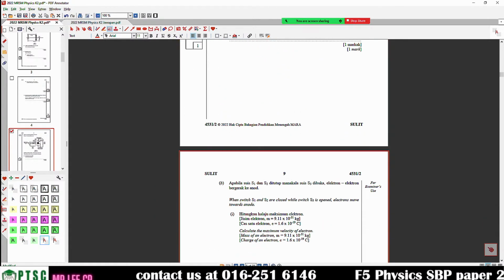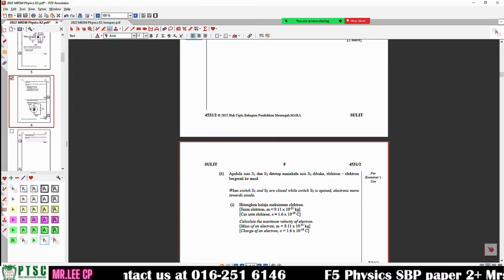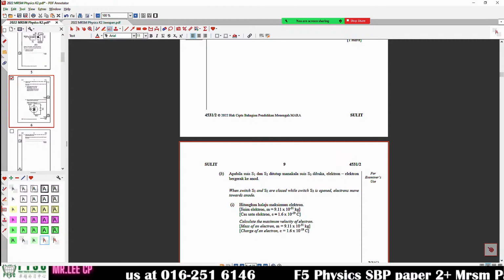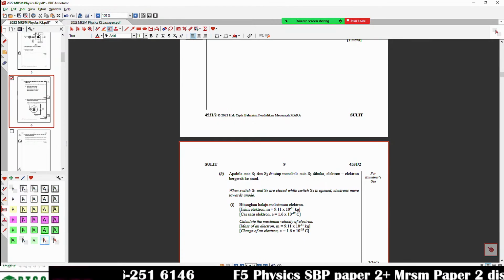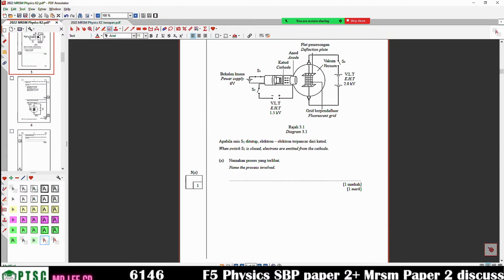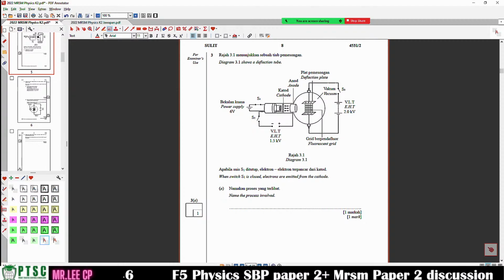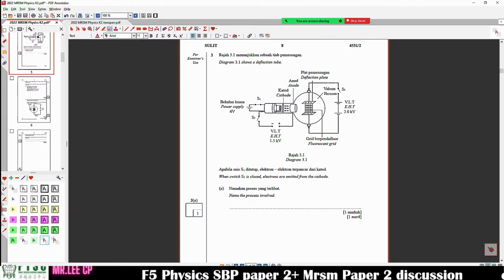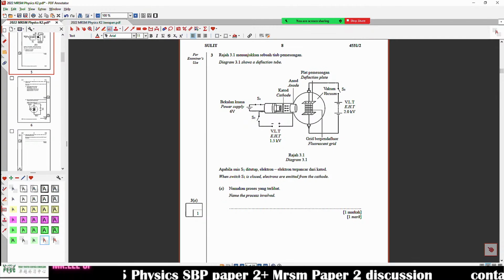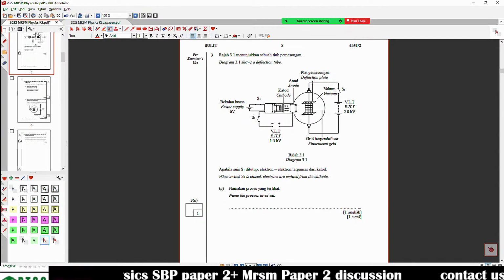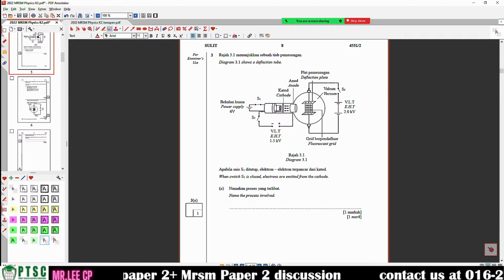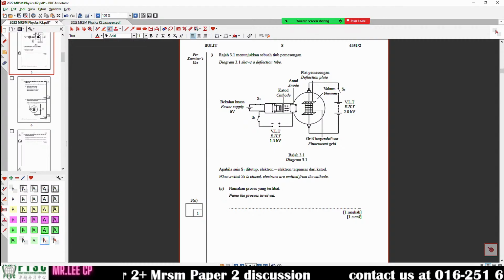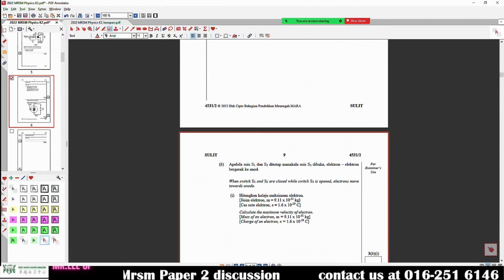Alright, next one. When switch 1 and switch 2 are closed, while switch 3 is open, electrons move toward the anode. Switch 1 is your supply, and switch 2 is the EHT, extra high tension, turn on. Then you've got switch 3. This is your screen, right? Turn on the screen.